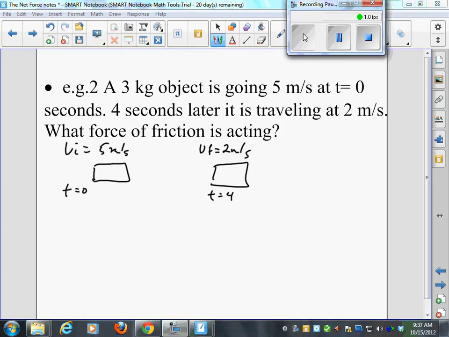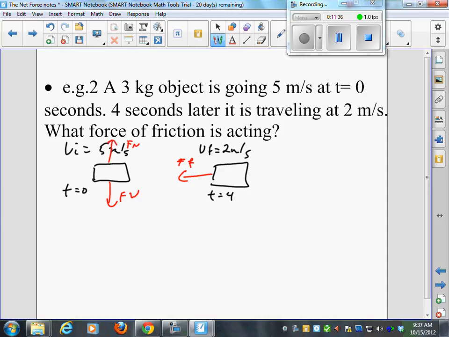Alright, so just to clarify here, we've got an object moving already at 5 meters per second. A little bit later it's going 2 meters per second, so friction is slowing it down. Now, there is a weight force, there is a normal force. Do I need to worry about them at all? No. They're balanced out. It's not moving vertically at all. It's a strictly horizontal question. Basically, we can ignore them. Okay?